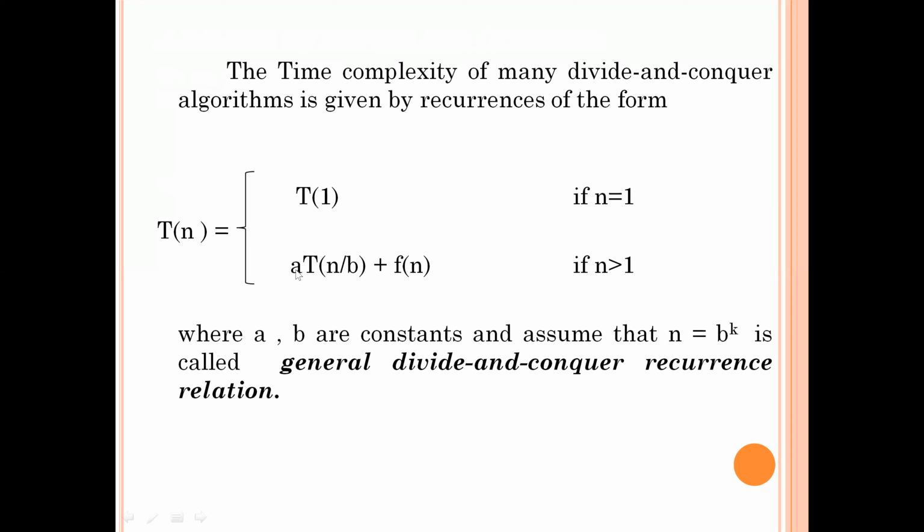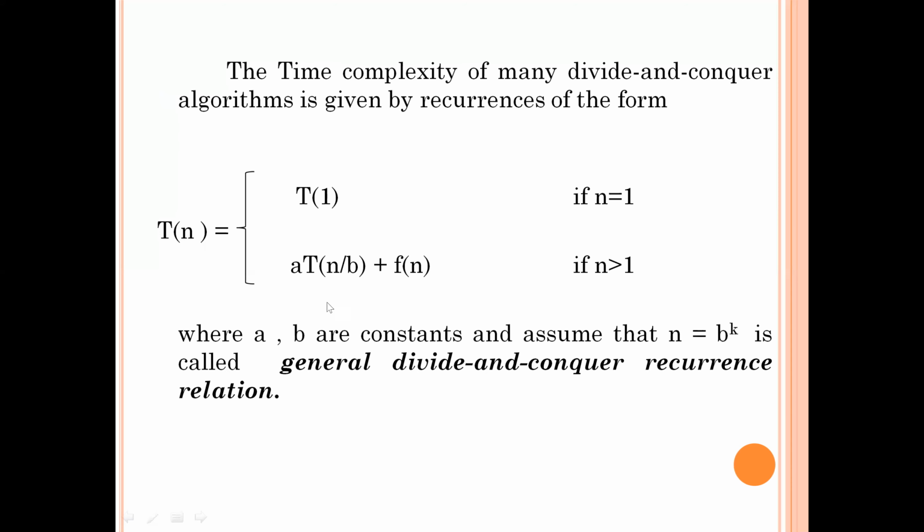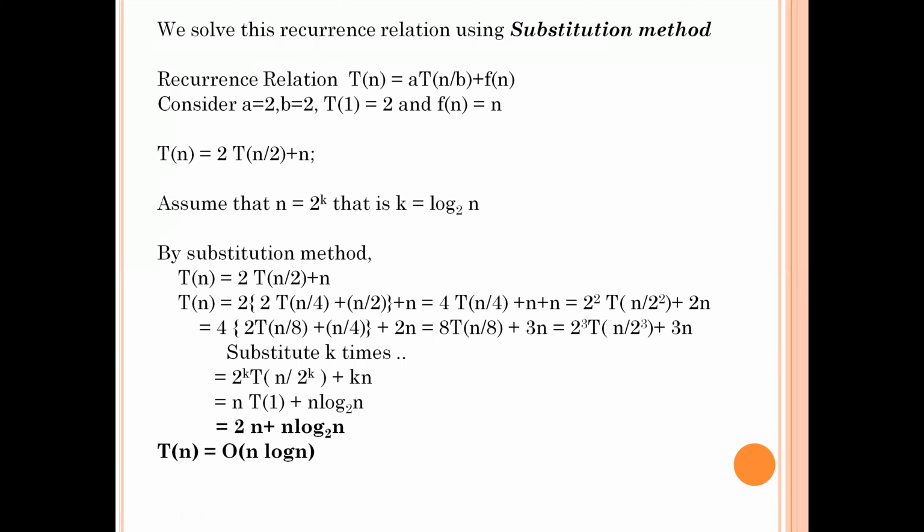That is how many times your problem has been divided. So T of n is equal to a T of n by b plus f of n if n is greater than 1. Here a and b are constants, and we assume that n is equal to b power k. This is called the general divide and conquer recurrence relation. Using this, you can write the recurrence relation for any particular problem that uses the general method, or the control abstraction, of the divide and conquer technique.